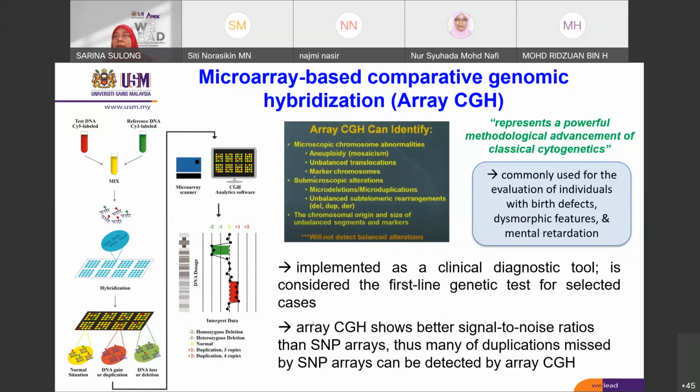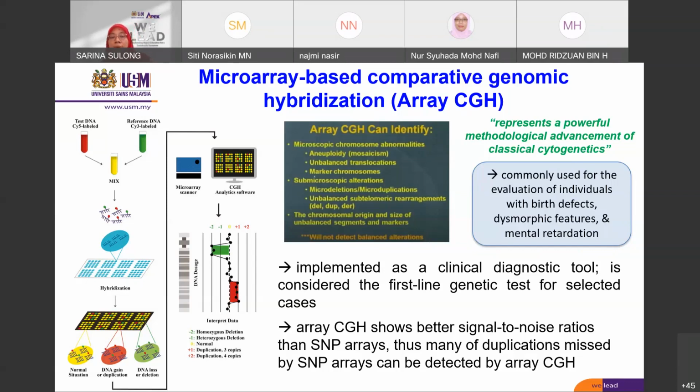So it can identify microscopic chromosomal abnormalities and submicroscopic alterations, including microdeletions, microduplications, and unbalanced subtelomeric rearrangements. Array CGH can also identify the chromosomal gain, the chromosomal origins, and also the size of unbalanced segments and also markers. However, this technique cannot detect balanced alterations such as balanced translocations. It has been implemented as a clinical diagnostic tool. It's considered the first-line genetic test for selected cases.